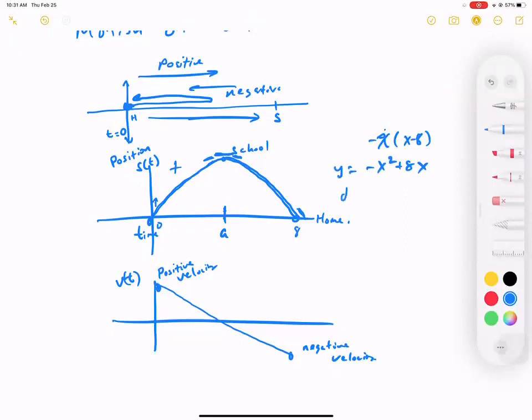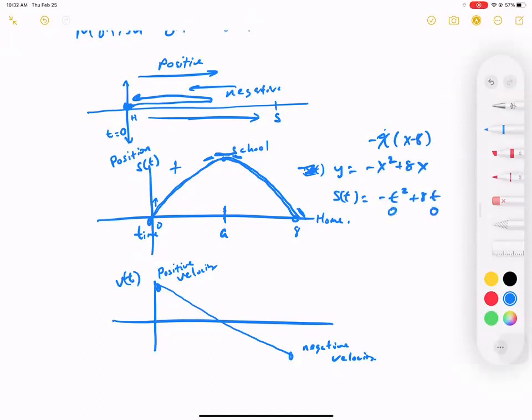If I take the derivative of this, y prime. Oh, that's called s of t. Okay, that's my s of t. I'm going to change it around. S of t is equal to negative t squared plus 8t, right? Okay, so if I plug in 0, FYI, just make sure you that this works.